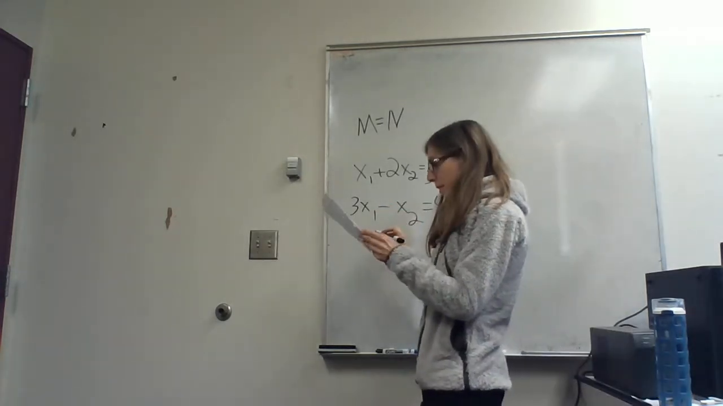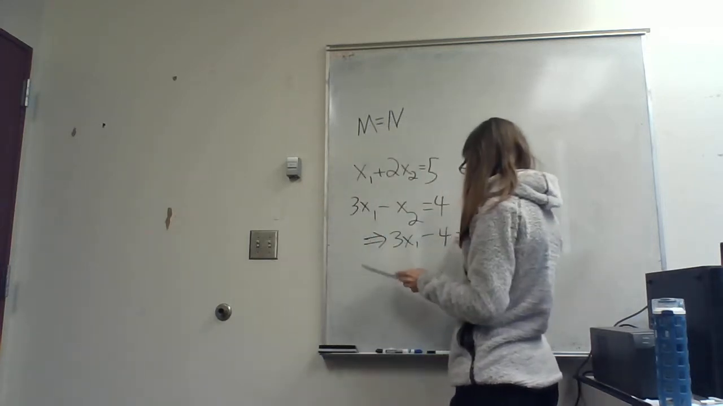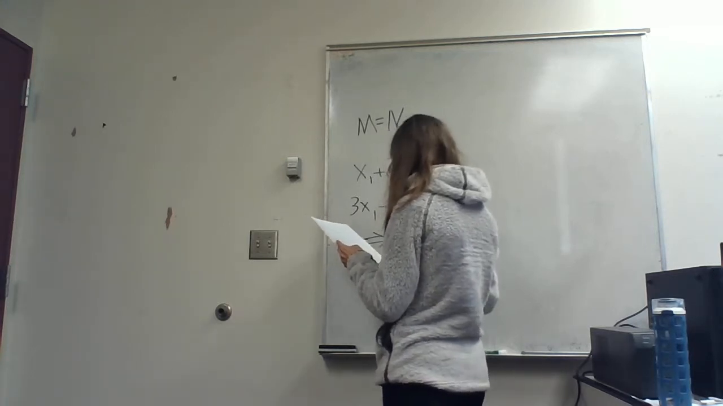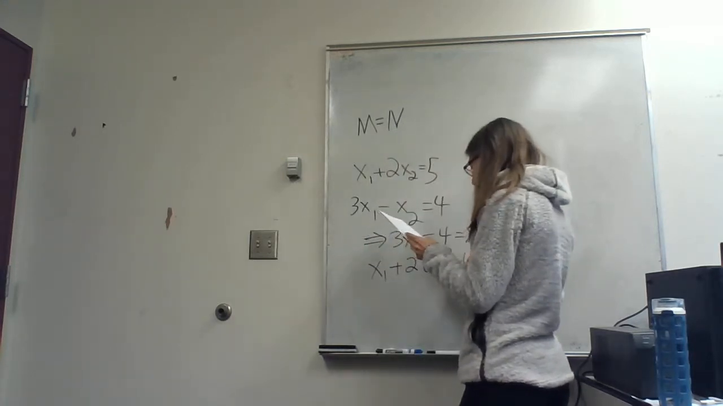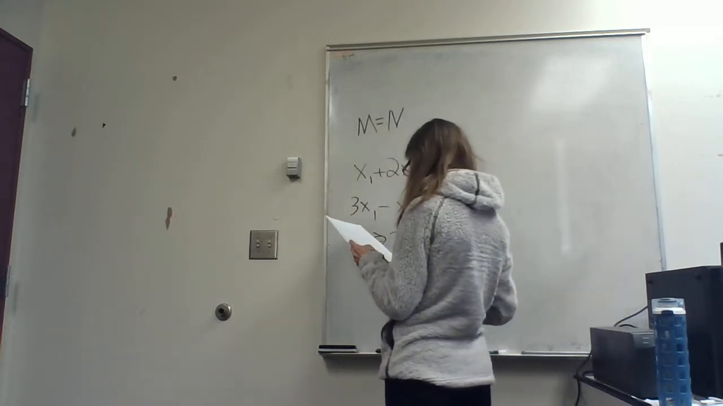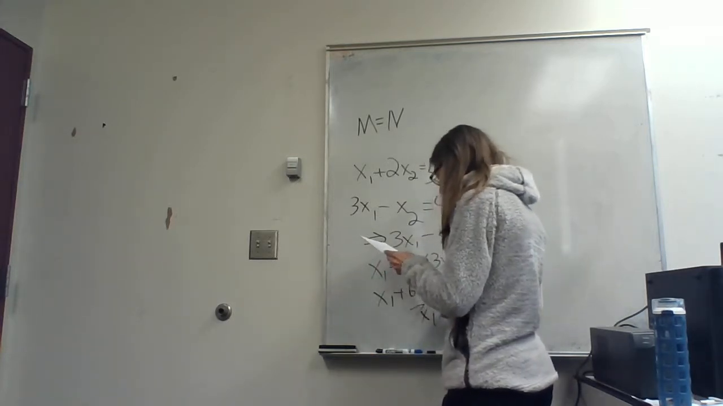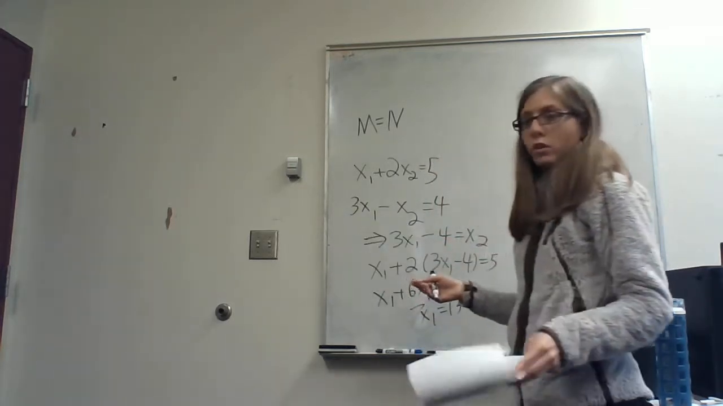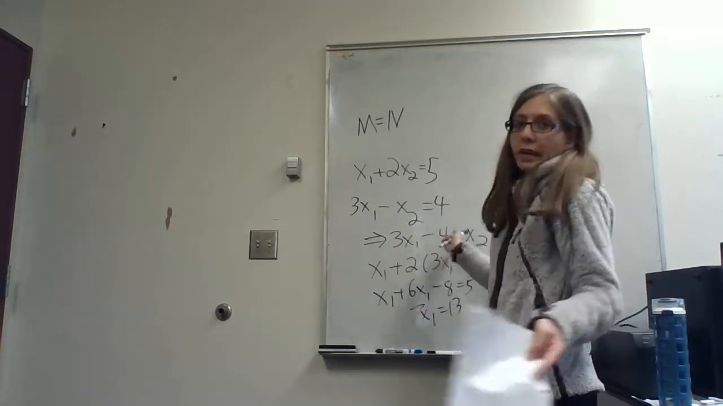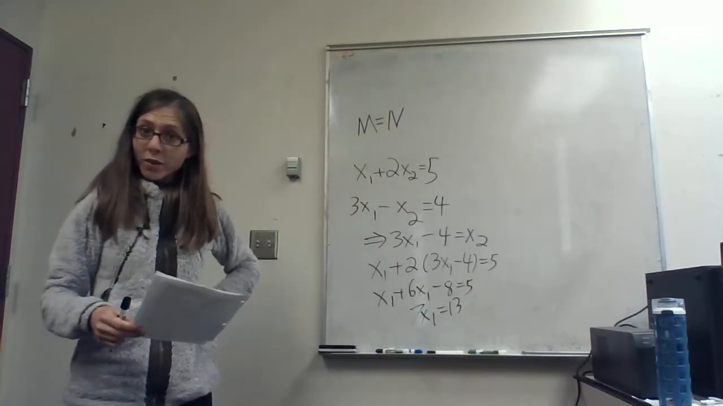I just come over here and say x2 is 3x1 minus 4. I start plugging this into the first equation, so I say x1 plus 2 times (3x1 minus 4) is 5. Then that gives me x1 plus 6x1 minus 8 is 5, which gives me 7x1 is 13, from which I get x1 is 13 over 7. I go back to my equation for x2, plug that in here. Now I've got x2. So why do I need the computer to solve this? That's a very good question.